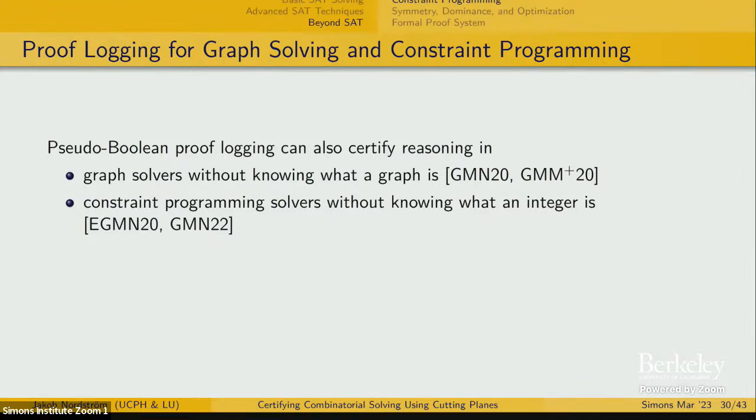Although cutting planes doesn't know what a general integer is, you can actually encode an integer as just the exponential sum of the bits. And then you can do things like what constraint programming solvers would do and provide efficient proofs.